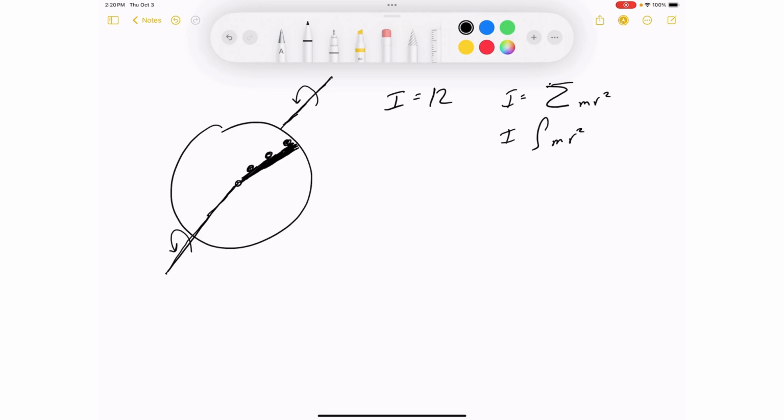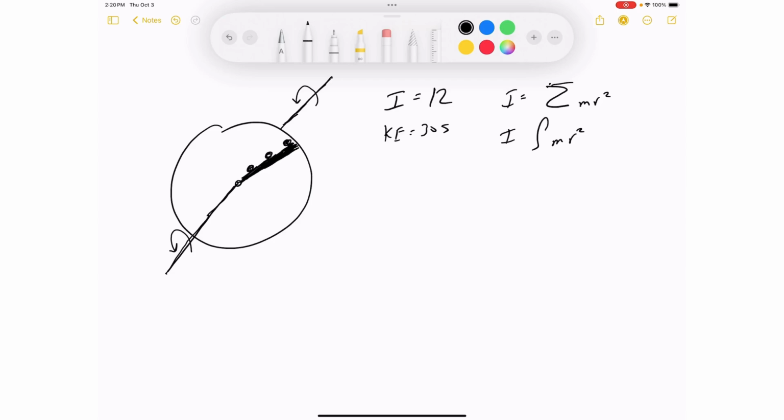The moment of inertia is just how much that spinning wheel is going to resist changes in velocity, i.e. acceleration. So we have this thing that's spinning, and it has an inertia of 12. It also has an initial kinetic energy of 30 joules.